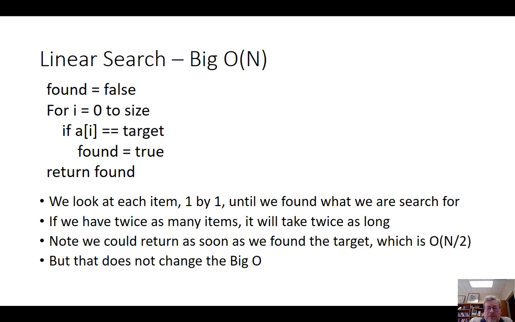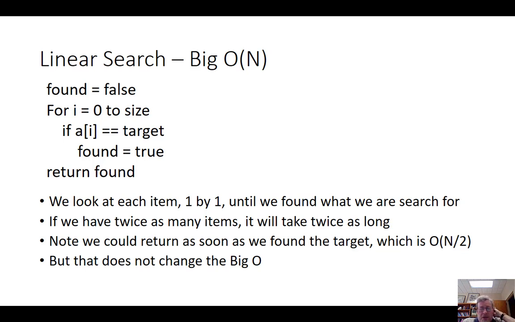Now, sometimes the very first thing we look at is going to be the one we're looking for. It's going to be really fast, okay? It could be really fast. In other cases, it's going to be the last thing. But on the average case, it's going to be n minus 2.